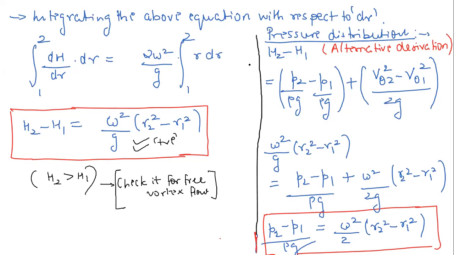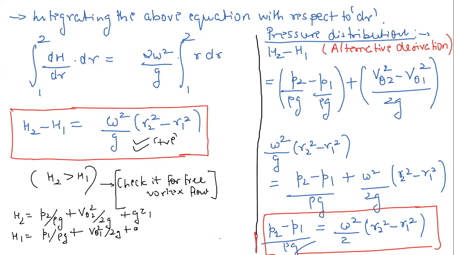So you can simply take H2 minus H1. So what is this H2? H2, we all know, is P2 by rho G, plus V theta 2 square by 2G, plus G Z1. And what is H1? H1 is P1 by rho G plus V theta 1 square by 2G plus G Z2. So this is our mechanical energy. Always remember, Bernoulli's equation only defines whether the mechanical energy is going to remain constant or not. But if somebody asks you what is the total mechanical energy, then this is our total mechanical energy.